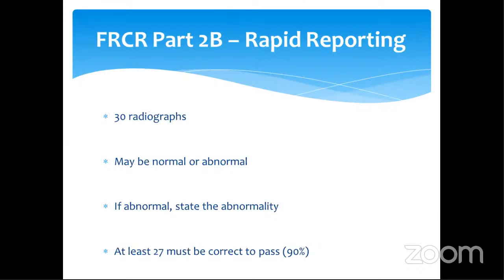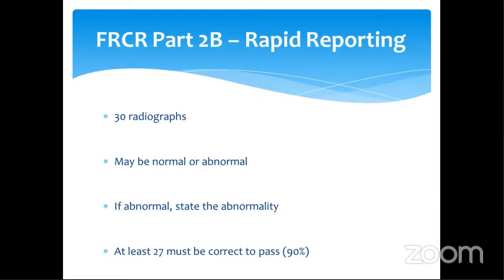Coming to the most critical part of the 2B exam, that's rapid reporting. This is the part with the highest mortality, where maximum people fail. The reason is that you are presented with 30 radiographs, and unlike Indian exams where we know that all of them are abnormal, here they may be normal as well as abnormal. And if they are abnormal, then you have to state what the abnormality is.